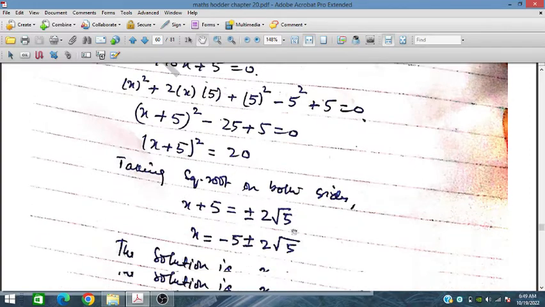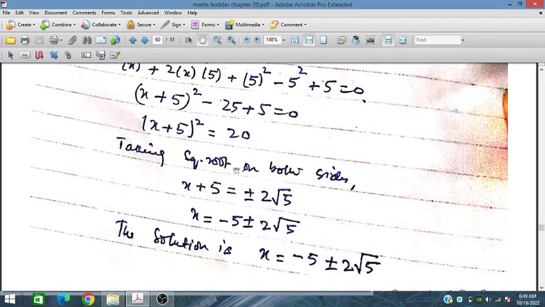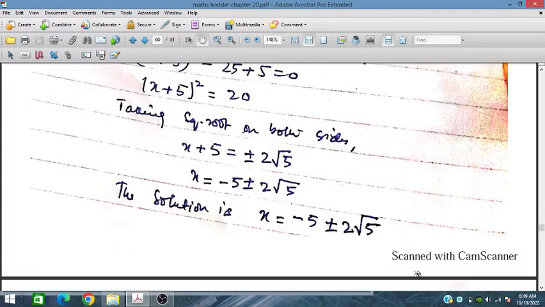Taking the square root, x plus 5 is equal to plus minus square root of 20, which is 2 under root 5, since 4 into 5 is 20. Taking the square root of 4 gives 2, and the 5 stays under the root. This 5 may be placed on the right hand side, becoming minus 5 plus minus 2 under root 5. So the solution is x equals minus 5 plus minus 2 under root 5.